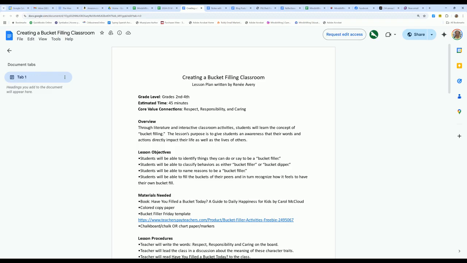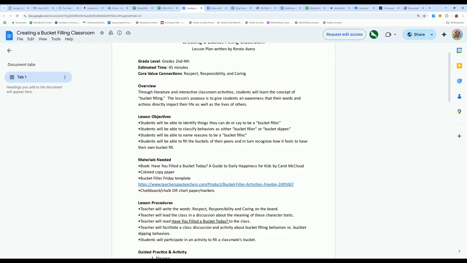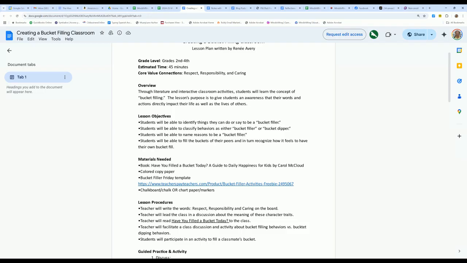So after the story, students should be able to identify what are actions and words used by filling people's buckets and the opposite of being a bucket dipper. A bucket filler is showing kindness and empathy towards students, peers, family. What was really neat in the story is that the students learned that if they were to dip into somebody else's bucket, it doesn't fill their own bucket. So it's some thinking outside of themselves. The lesson that I put together is letting them know that everybody carries around an invisible bucket, even the teacher.